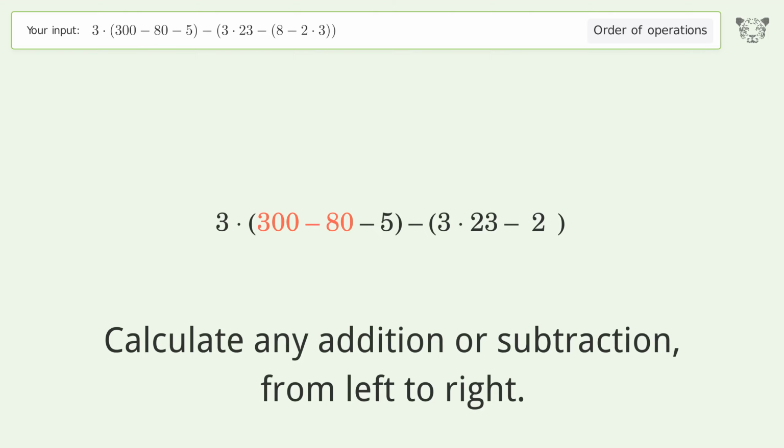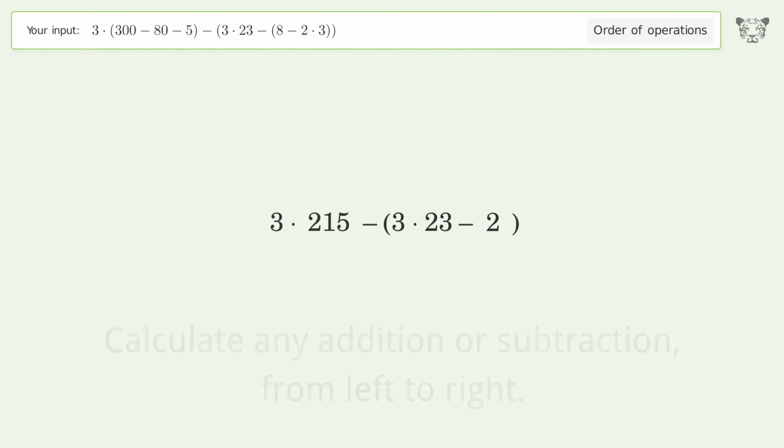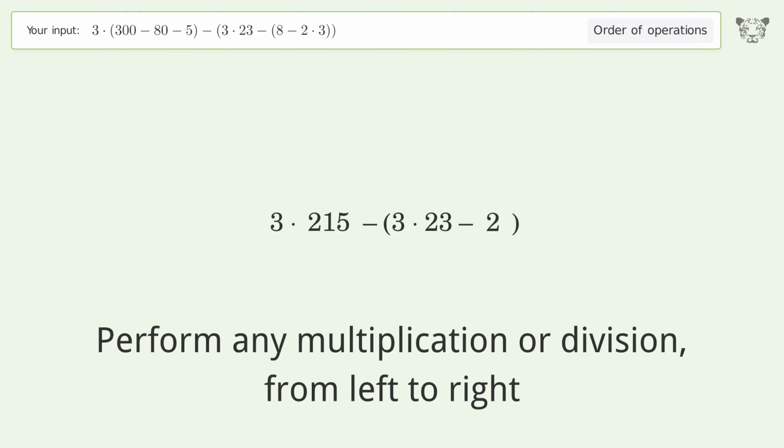300 minus 80 equals 220. 220 minus 5 equals 215. Perform any multiplication or division, from left to right. 3 times 23 equals 69.